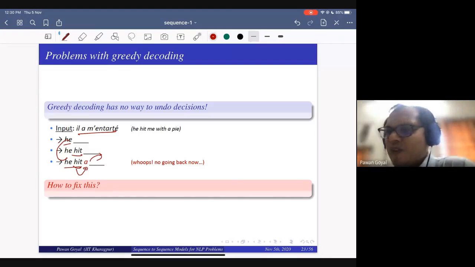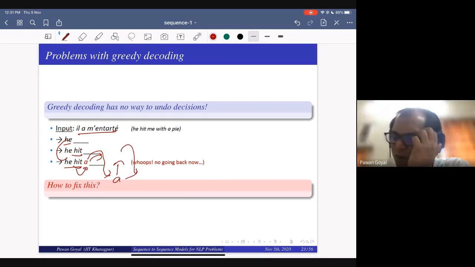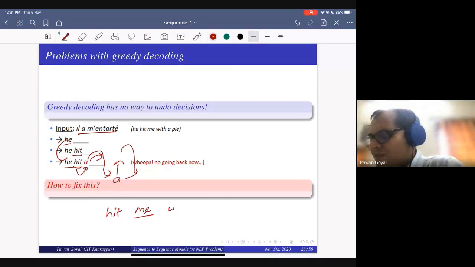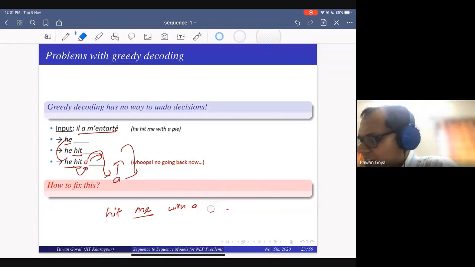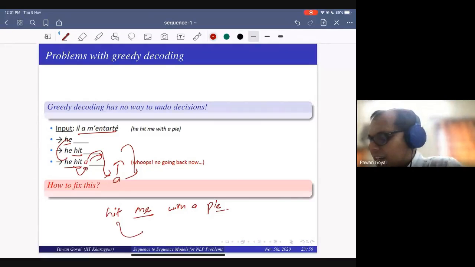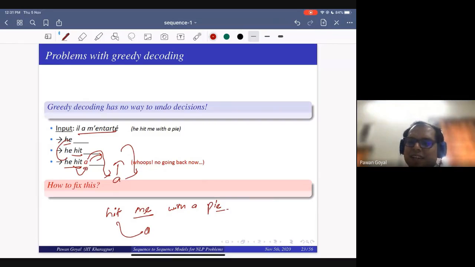suppose somewhere you went wrong. So you cannot go back. You have to still use this word and feed it as the next word. There is no way you can say, okay, with hit, I could have tried hit me. He hit me with a bat. That, or with a pie, actually, here, with a pie. He hit me with a pie. That would have made more sense. But I just greedily decoded into A here. And everything went wrong after that.